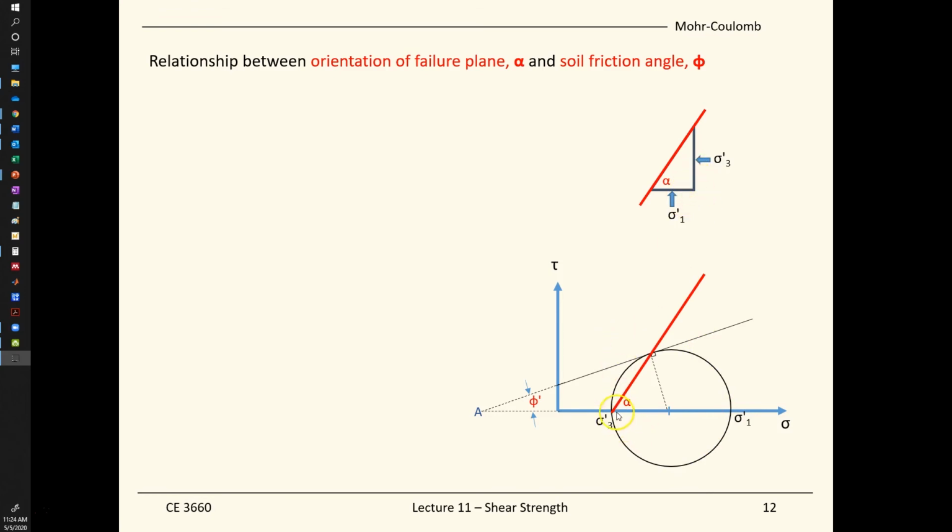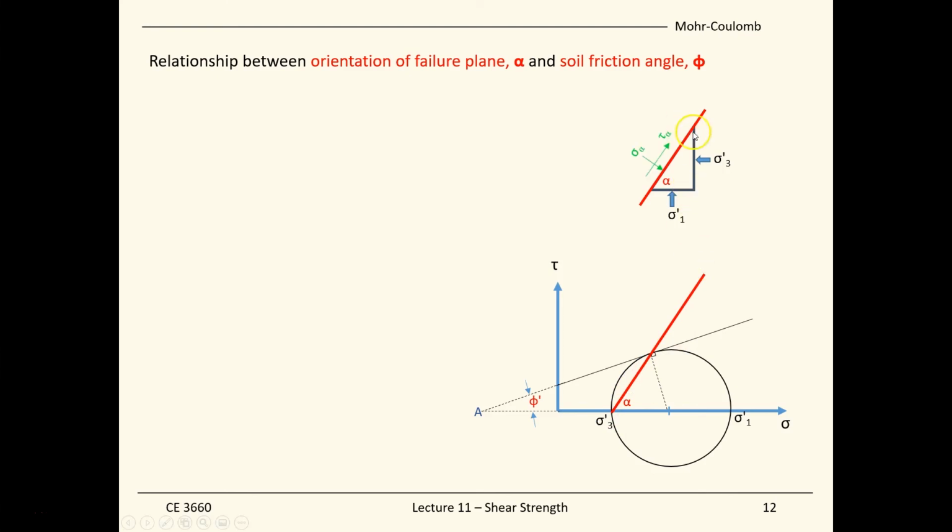In this case, the pole is sigma 3, as we discussed in the previous slides. So we know the pole, and then we know the orientation angle. So we can find out the stress state on this plane, which is sigma alpha and tau alpha. So sigma alpha and tau alpha will be this intersection point over there. We know the pole, we know the orientation, which is alpha. Then we can find out the stress state.